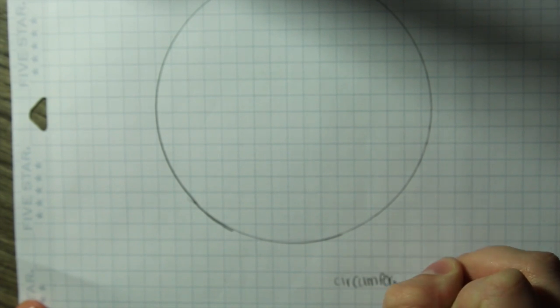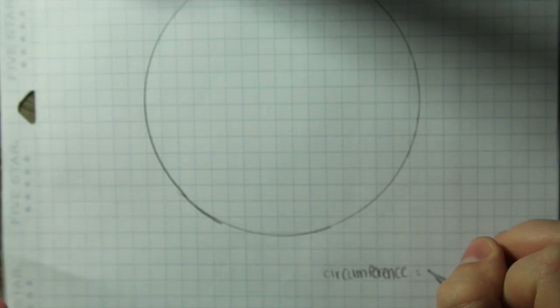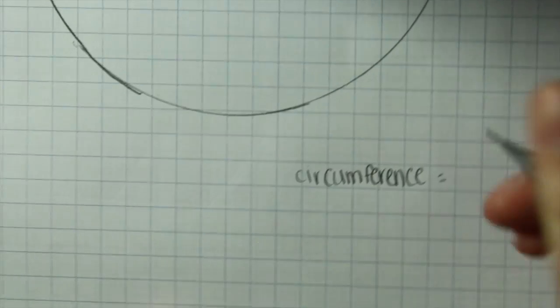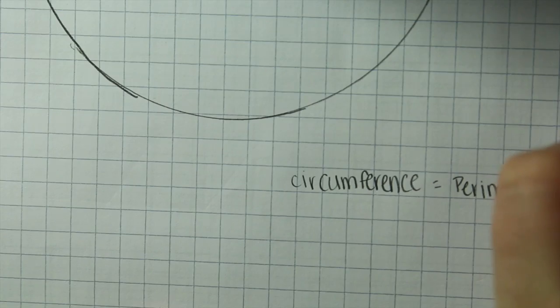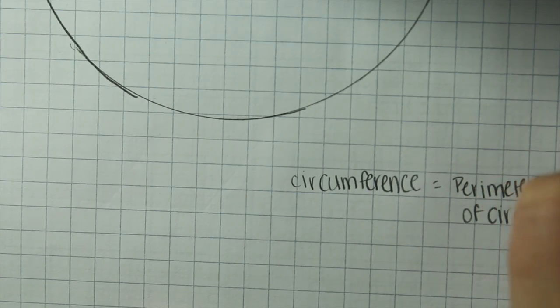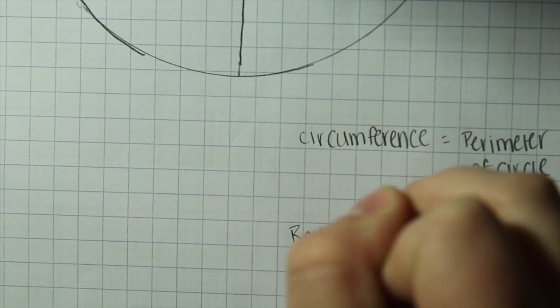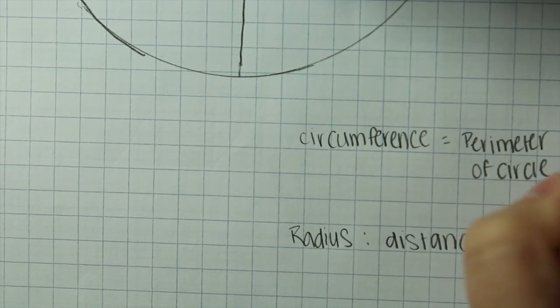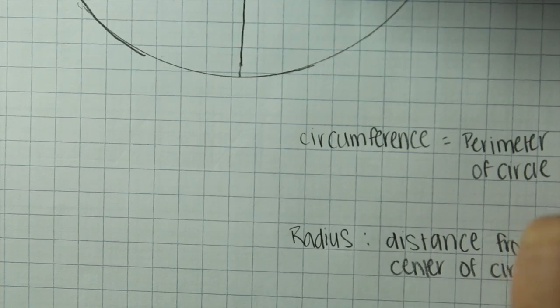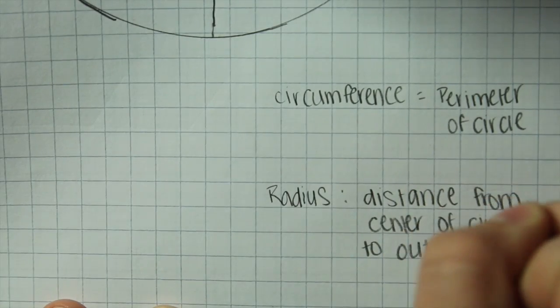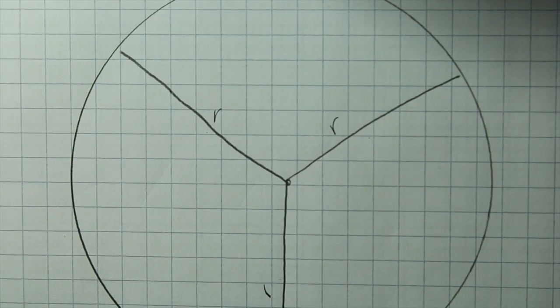So circumference is the distance around the circle, or you could call it the perimeter of the circle because it's just that distance around the whole thing, just like a perimeter would be for a rectangle. Drawing some lines here from the center to the outside of the circle, and that is defined as the radius. I'm writing it there, distance from the center to the outside.